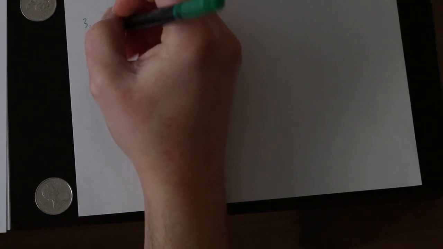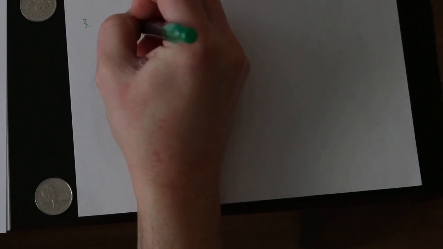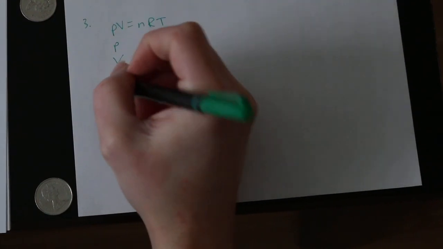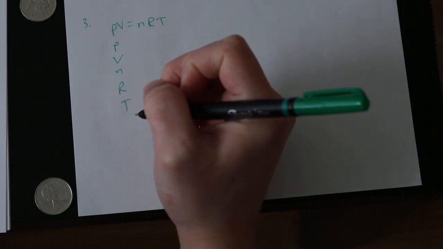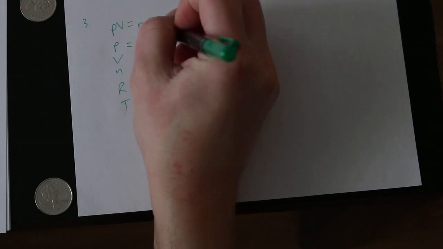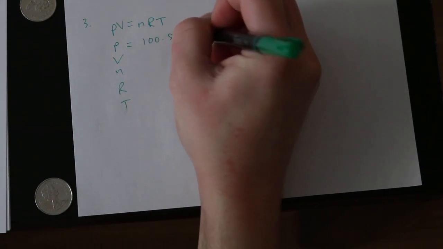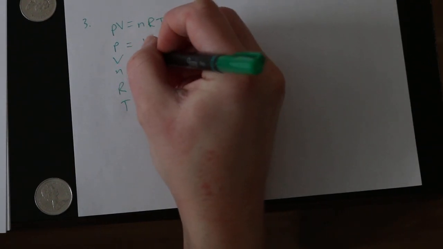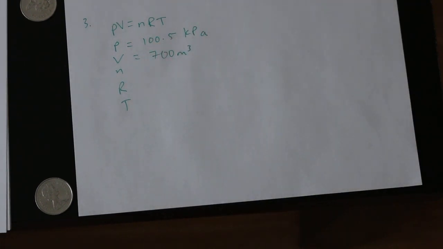So if we look at question number 3 now, we have to identify all our variables again. So remember, we're going to be using PV equals nRT. So we need to identify P, V, n, R, and T. So we're told that the pressure is 100.5 kilopascals. Okay, we're told that the volume of air is 700 meters cubed. Okay, we need to convert that to liters in order to use the gas constant.